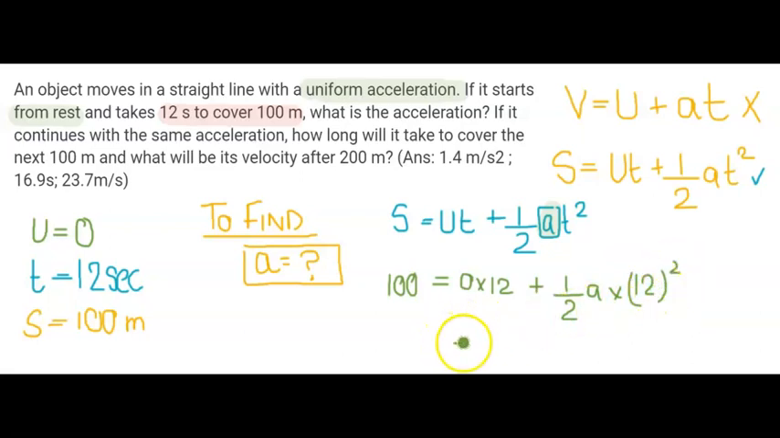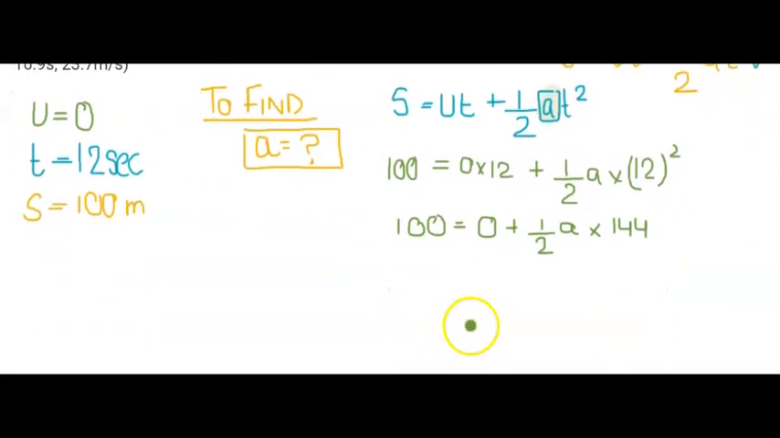Now simplify. 0 times 12 is 0, plus that will be a half times a. Square of 12 is 144. And this side, 100, will be on its own. After you do that one, you go 100 on this side, the 0 disappears, you go half times a times 144.